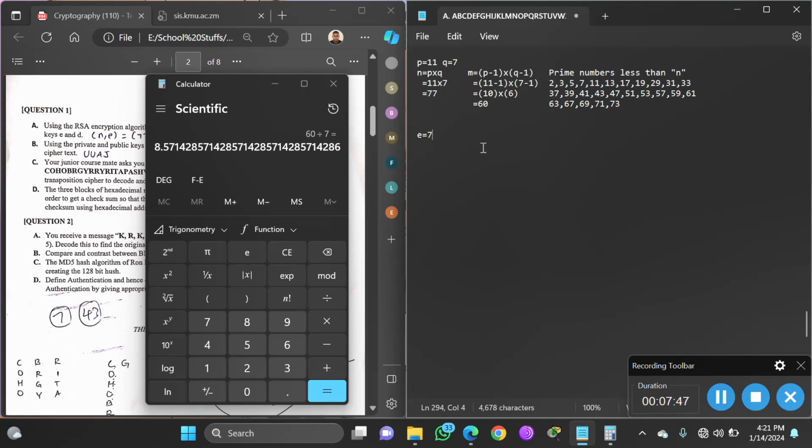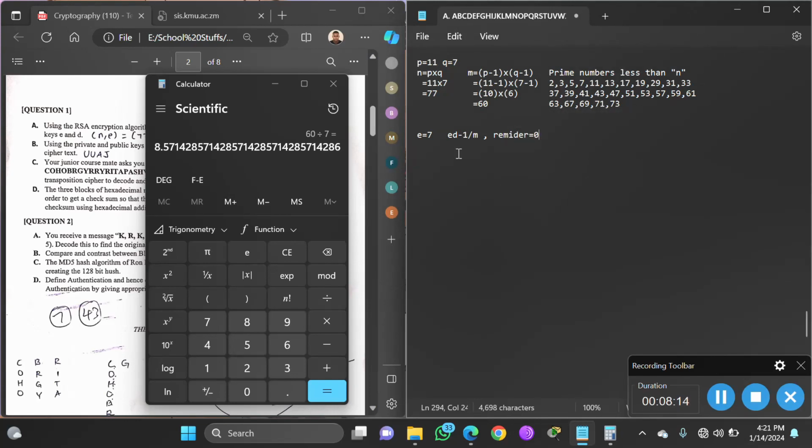So now we go to D, how to find D. So basically D has a formula which says ED minus 1, then divide by m. That's how we can find D, but it has also a condition. This formula should give us a remainder of 0.